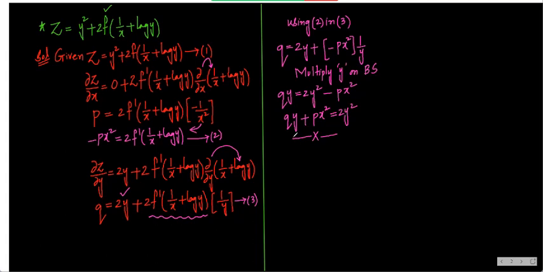So let us move on to another question based on the same concept, eliminating arbitrary function. Now the question is, form a partial differential equation by eliminating arbitrary function from z is equal to f of x square minus y square. So we can start writing the solution.